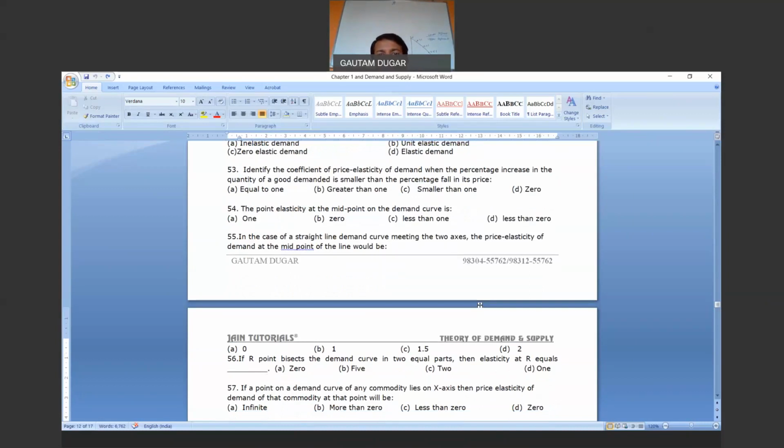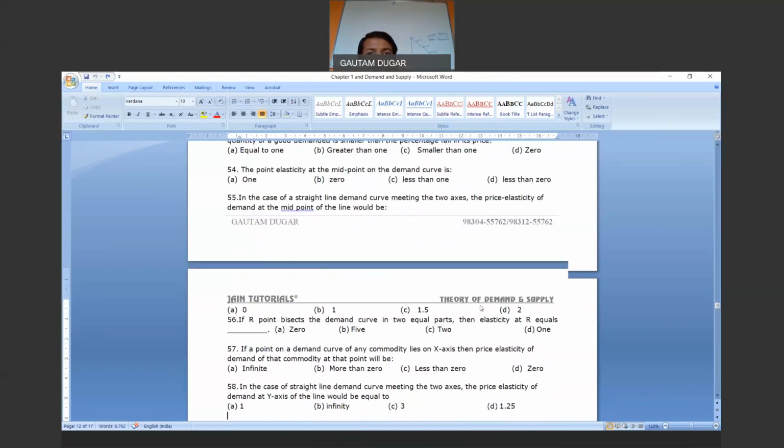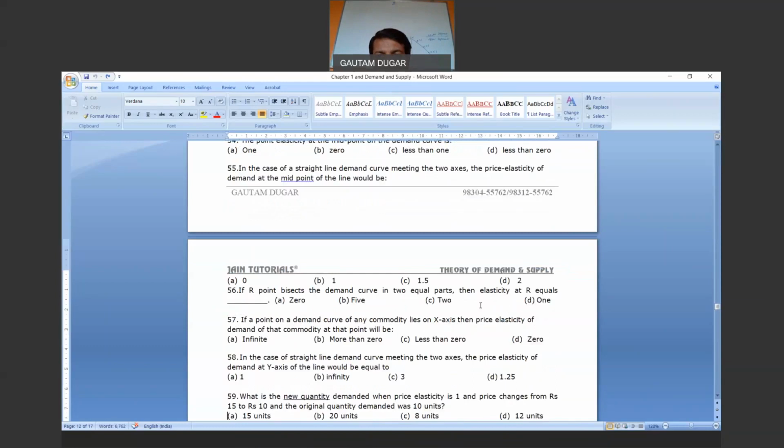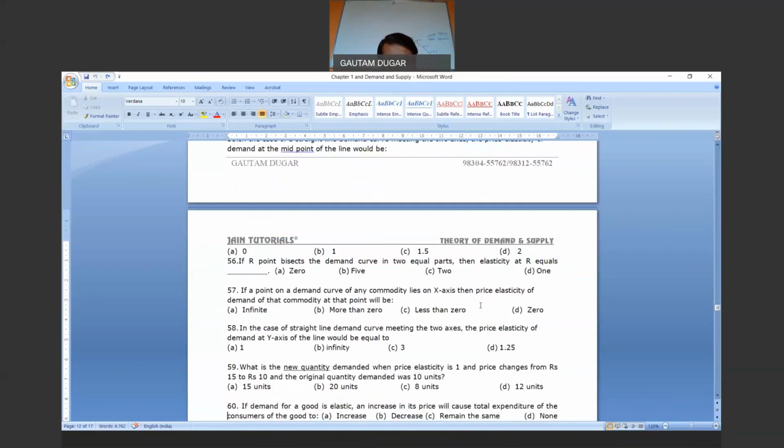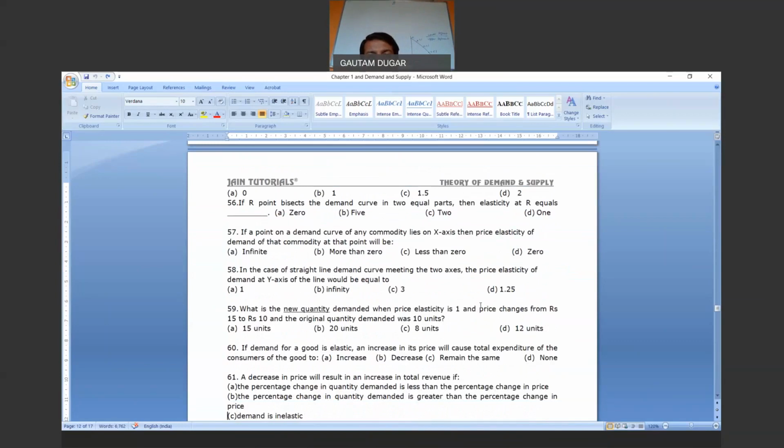The point elasticity at the midpoint of the demand curve is equal to 1. Answer is A. Next. In the case of a straight line demand curve meeting the two axes, the price elasticity of demand at the midpoint of the line, obviously, 55 is also B. That's 1. If point R bisects the demand curve in two equal parts, then elasticity at point R is again 1. Option D. 56 is D.